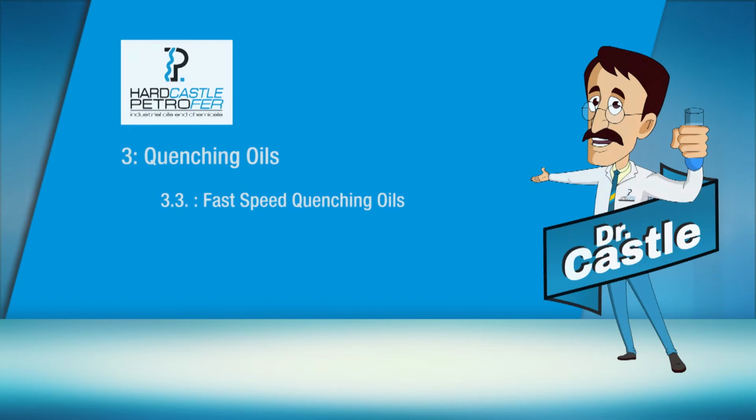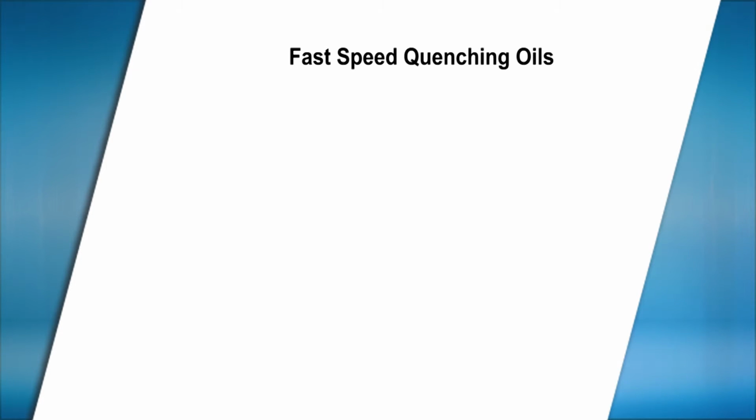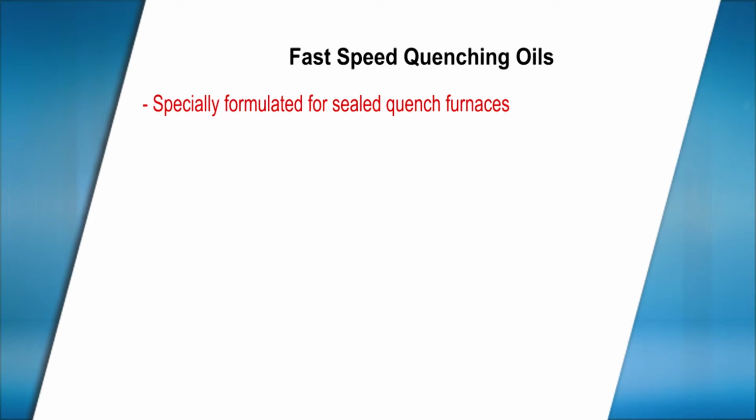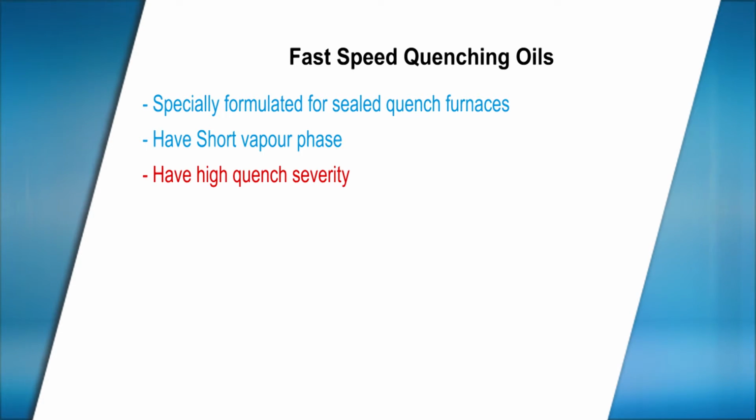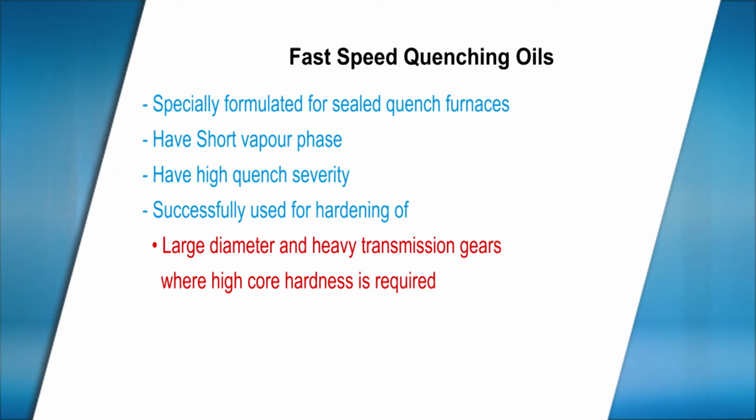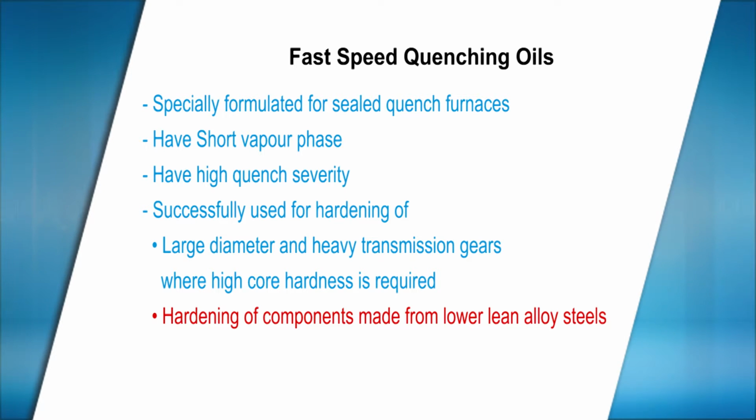To know more about quenching oils, let us learn about the fast-speed quenching oils. Fast-speed quenching oils have been especially formulated for use in sealed quench furnaces. They exhibit short vapor phase and high quench severity. Hence, the quenched parts in the batch are uniformly and rapidly cooled. These oils are therefore used successfully for low distortion hardening of large diameter and heavy transmission gears and parts where high core hardness is required, or for hardening of components of low or lean alloy steels.